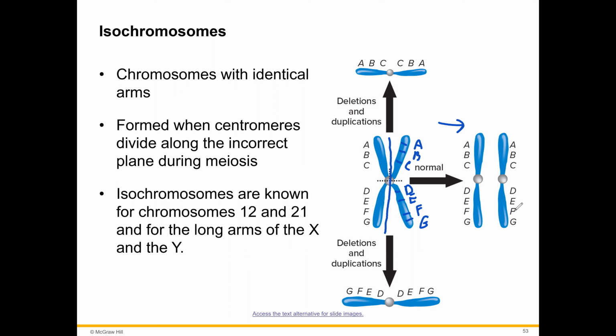Isochromosomes are formed when centromeres divide along the incorrect plane during meiosis. So they divide this way instead. And now look what we have. We have ABC and we have CBA. That's our genes. So that's our duplication of genes.